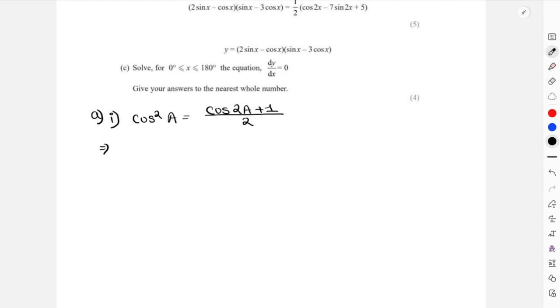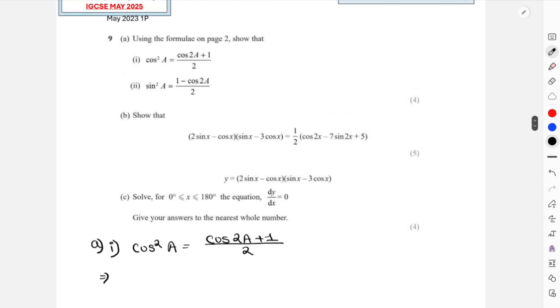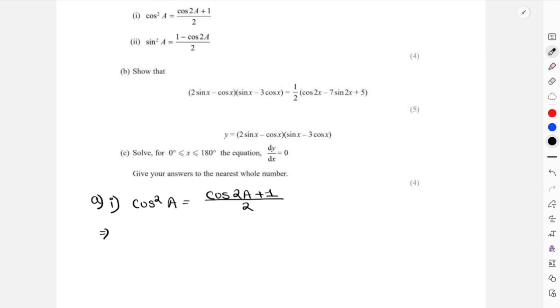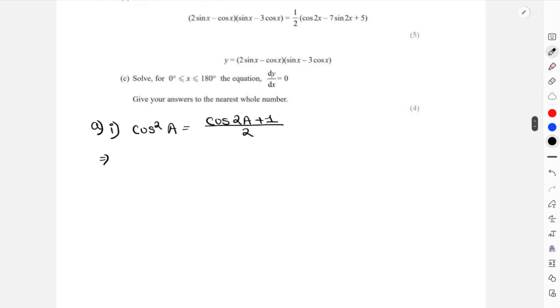Cos square a over here can be represented as, wait a minute. Now this was cos 2a, right? We can work in either way, to be honest. I can work with the left hand side or with the right hand side. They are asking you to calculate cos square a over here. Okay, let's start with the left hand side this time. Cos 2a plus 1 divided by 2.